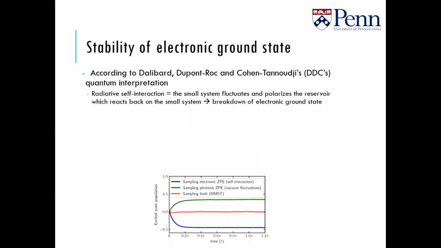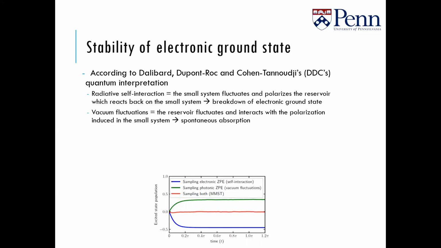If only the self-interaction is considered, it will lead to the breakdown of the electronic ground state. By contrast, there is another process in QED called vacuum fluctuations, which means the reservoir fluctuates and interacts with the polarization induced in the small system. If vacuum fluctuation is considered only, it will lead to spontaneous absorption, which is also not good. If both the self-interaction and vacuum fluctuations are considered together, it will lead to a stable electronic ground state.